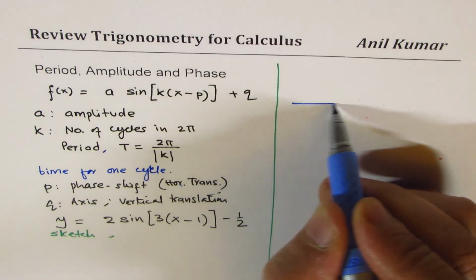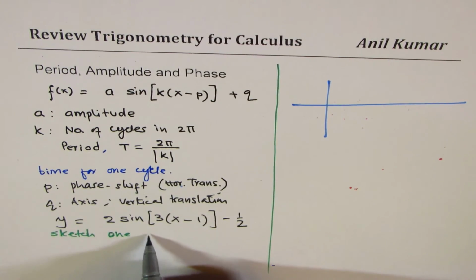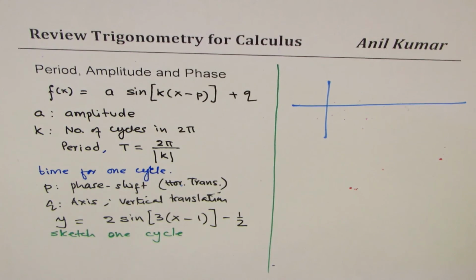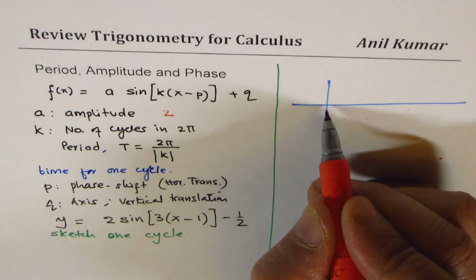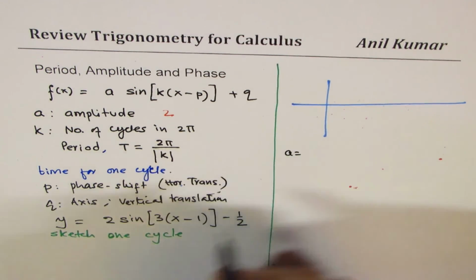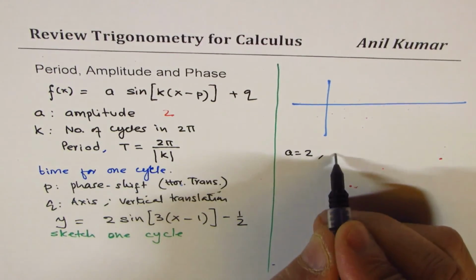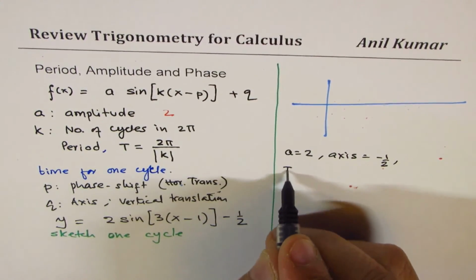To sketch this, what we will do is we will sketch one cycle, right? So we'll only sketch one cycle. Okay. So to sketch it, what do we start with? Amplitude is 2. So here the amplitude is 2 for us. So let's rewrite all these values first and then we will sketch it. Okay. So it'll be a good review. So we know amplitude from here is 2. We know axis is this value of minus half. Now what is the time period?